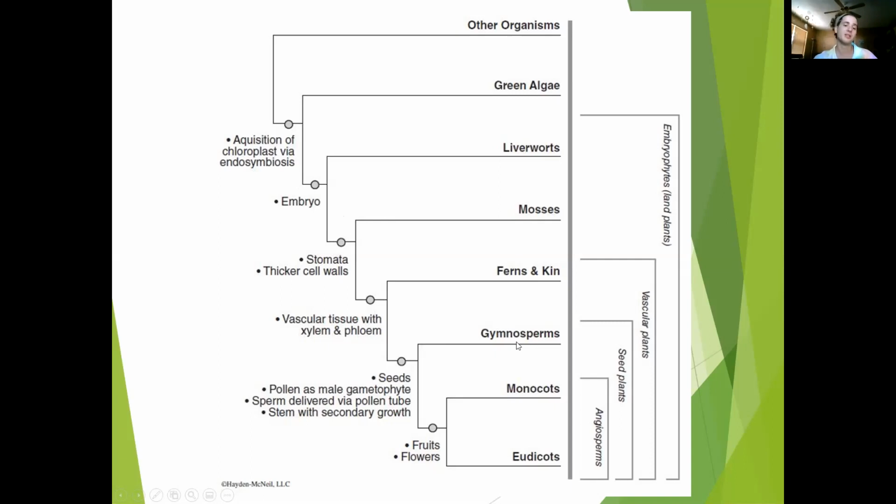Gymnosperms have seeds, but they do not have flowers. Angiosperms have flowers and fruits, and they're divided into monocots and eudicots, which we're going to talk about more later.